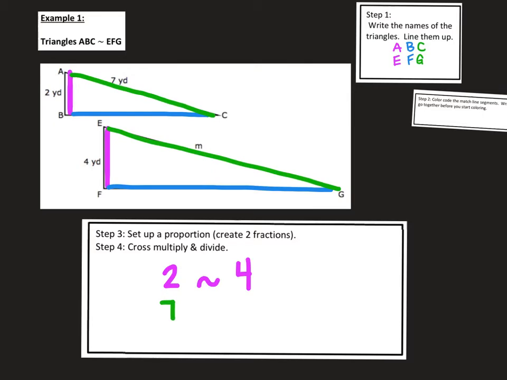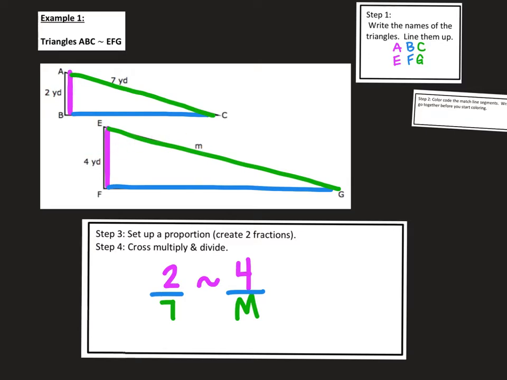And the other green line in the big triangle is the one that's missing. So I'm going to use the letter M under the 4. So really what I did was I made a fraction, 1 for each triangle. This first one says basically 2/7, which are these two together. And then I have to do my second one in the same exact order. So I did purple and then green, which is 4 over M.